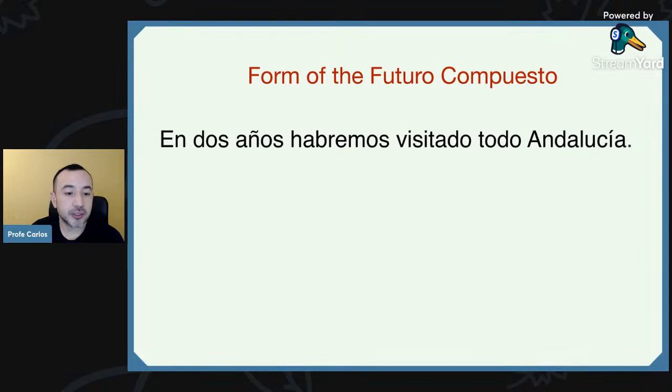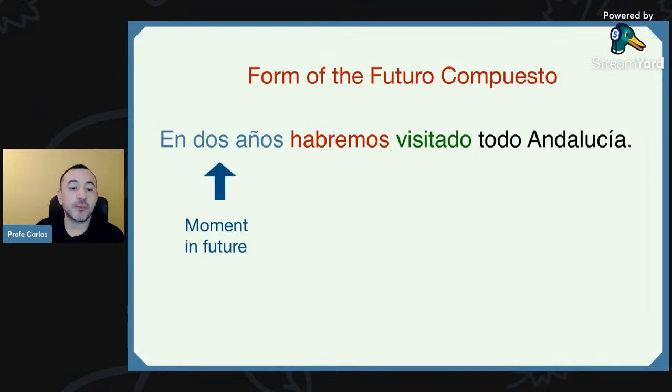So what about the structure of this sentence? En 2 años habremos visitado toda Andalucía. What is important is 3 components. En 2 años, the one in blue, habremos, rojo, visitado, verde. Now let's analyze this. En 2 años, this is what we call a moment in future. Now, what can we use in order to replace this? Well, we can use esta noche, tonight, mañana por la mañana, tomorrow morning, el próximo siglo, next century.